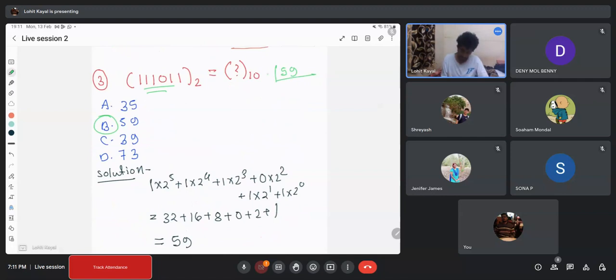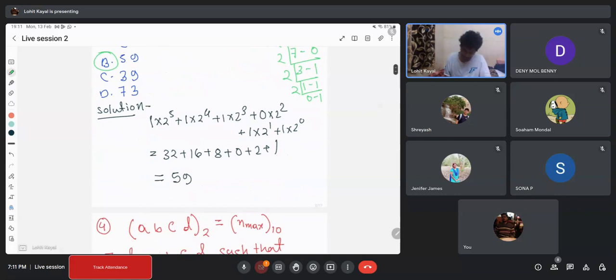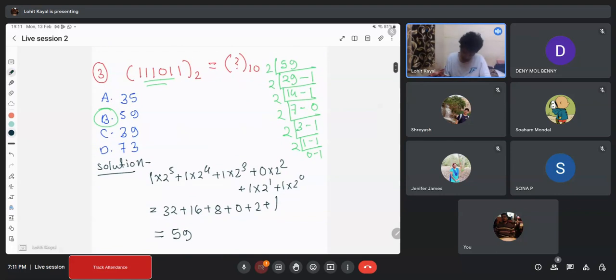So here first we have to divide it by 2. Okay, we get the result 29 with 1 as a remainder. Again 2, 14, 1 as a remainder. Again 2, 7, 0, 2, 3, 1, 2, 1, 1, 2, 0, 1. Okay, and we will start counting.